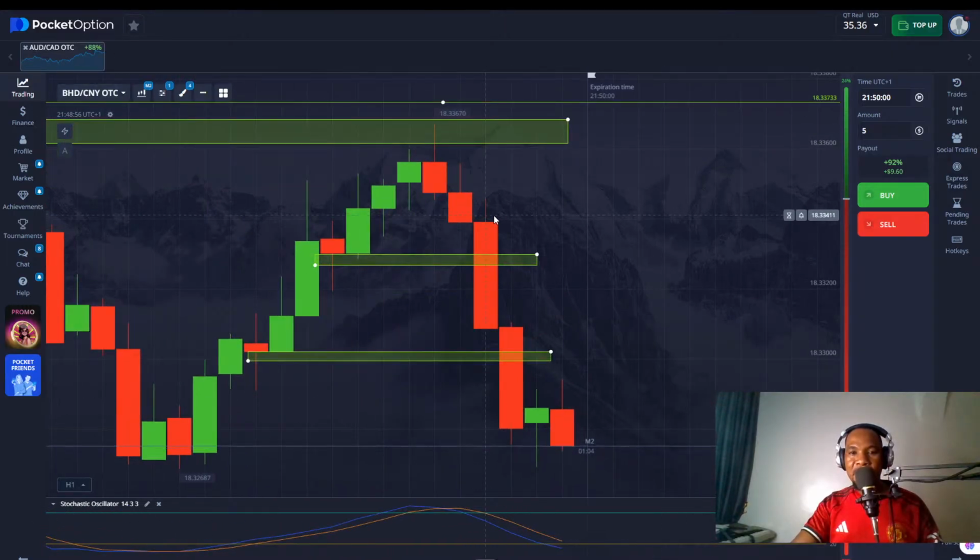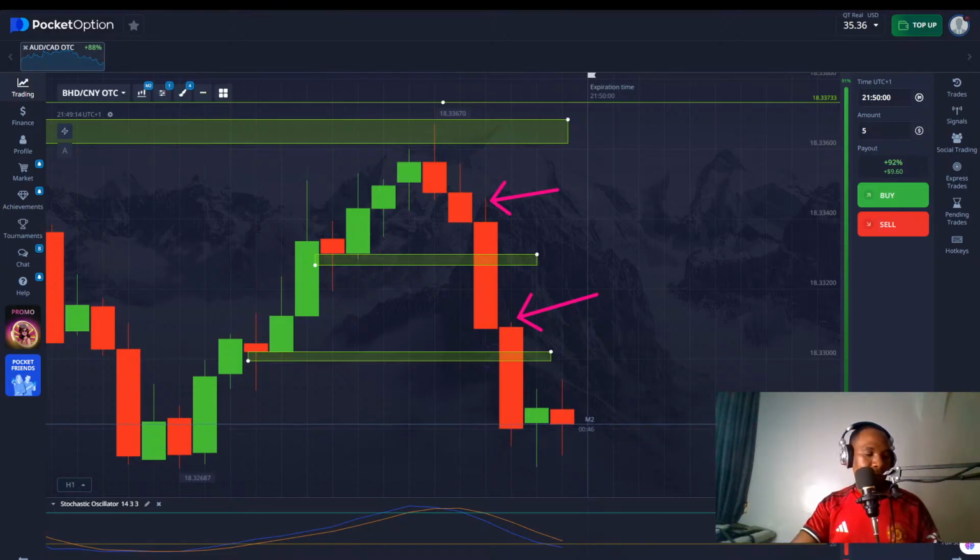This particular candle was very painful. I didn't know why I did not enter here and here. I don't know why. Yeah, but it's all good.